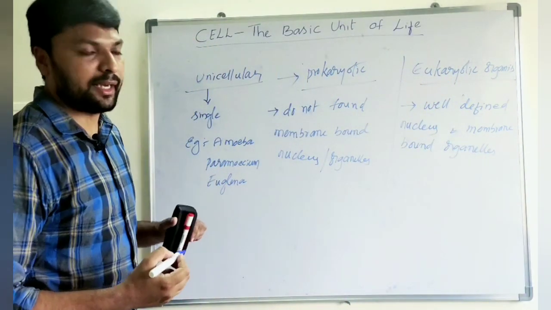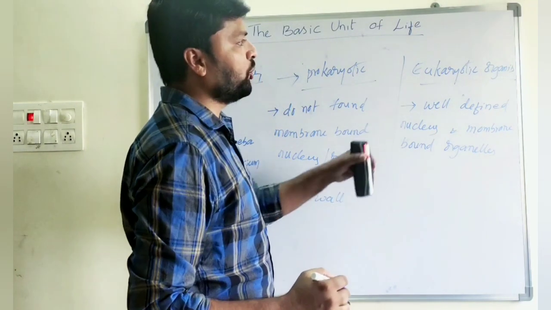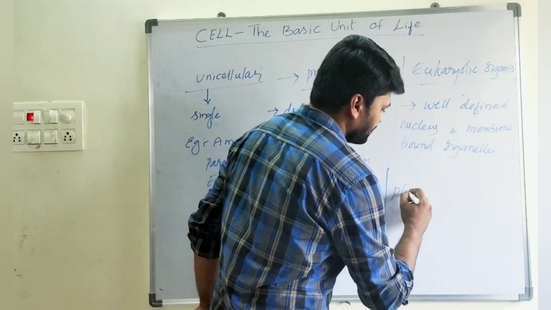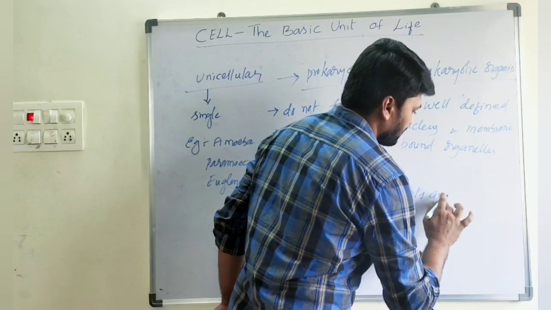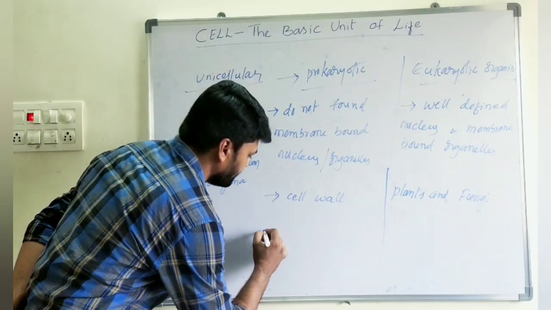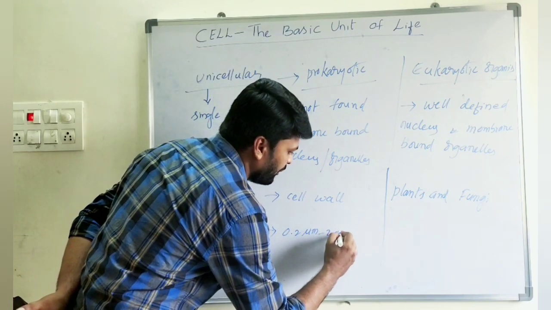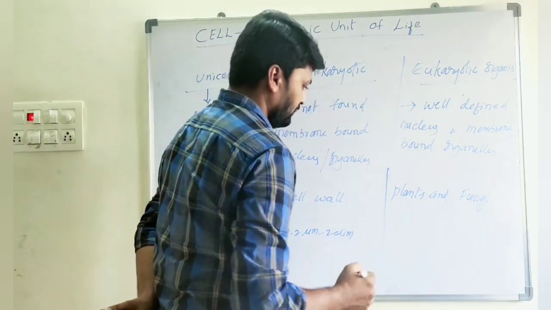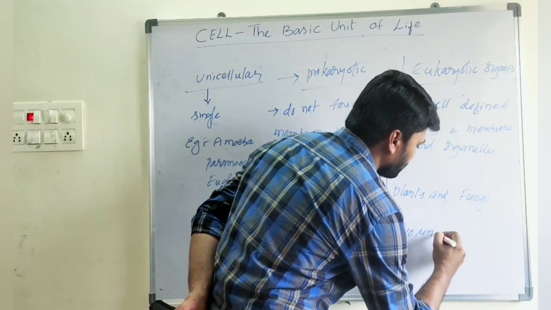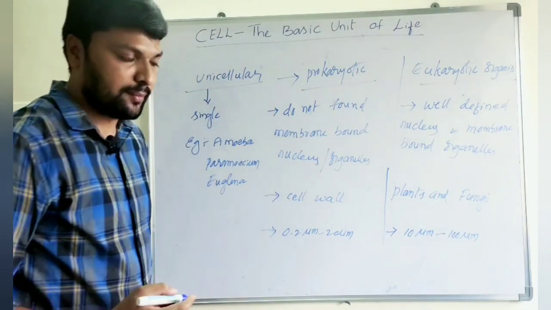If we observe the prokaryotic cell, it consists of a cell wall, whereas in the case of the eukaryotic cell, we do not find a cell wall, but in the case of plants and fungi, it contains a cell wall. The size of a prokaryotic cell may vary from 0.2 micrometers to 2 micrometers, whereas eukaryotic cells range from 10 micrometers to 100 micrometers, comparatively larger than prokaryotic cells.